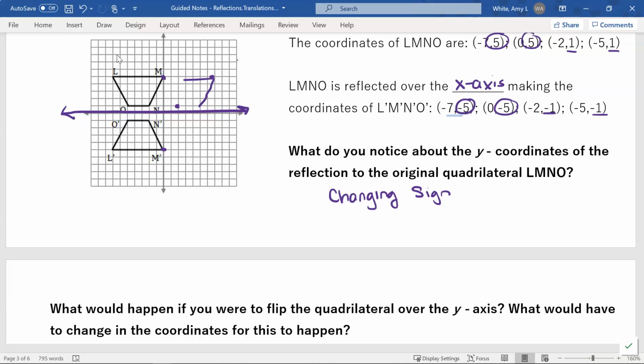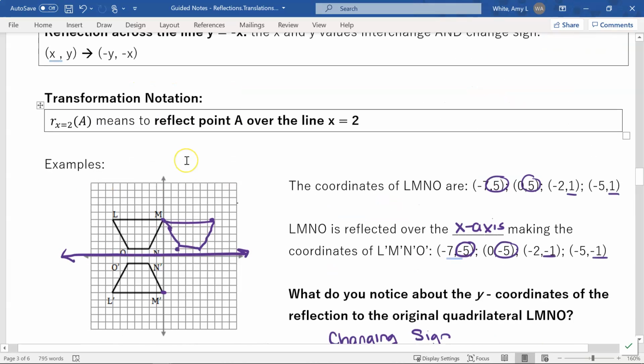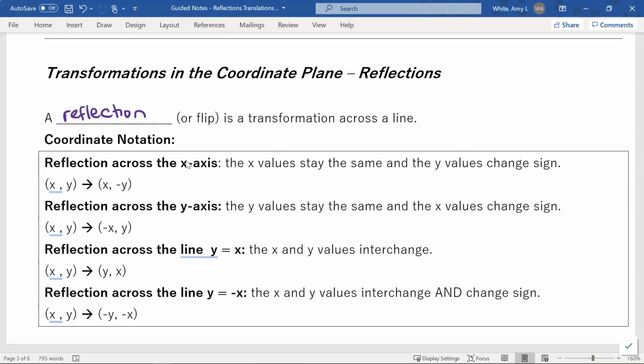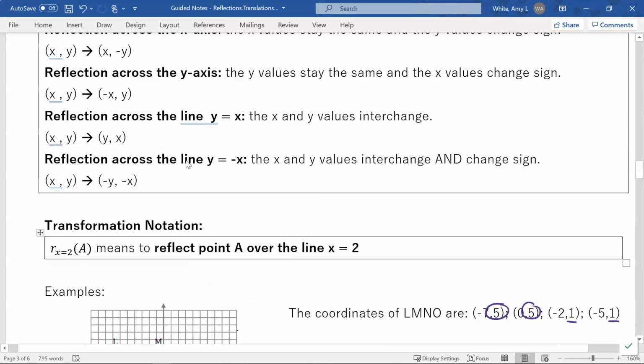And so if we notice our coordinates, the y values have stayed the same, but our x values are changing sign. So when we reflect over the y-axis, our x values are going to change sign, which is what is listed right here. This negative is telling me I'm changing the sign of that value.